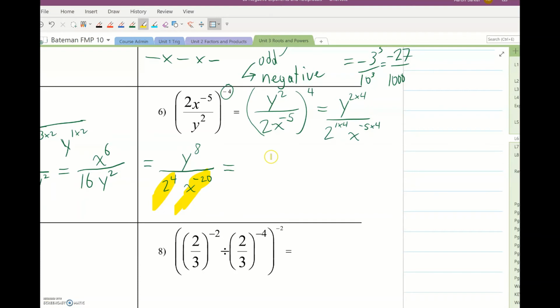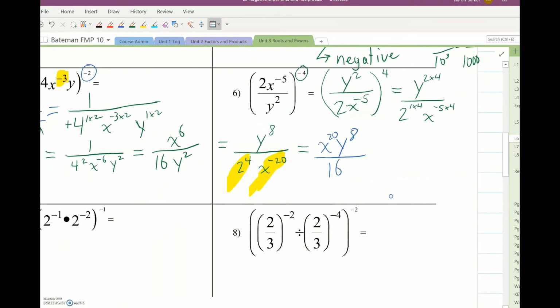Okay, so fixing those two things, we get y exponent 8, x exponent 20. Doesn't matter which order you put it in. I like alphabetical. And 2 exponent 4 is 16. Done.